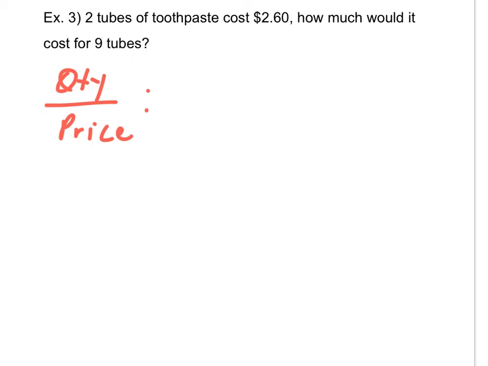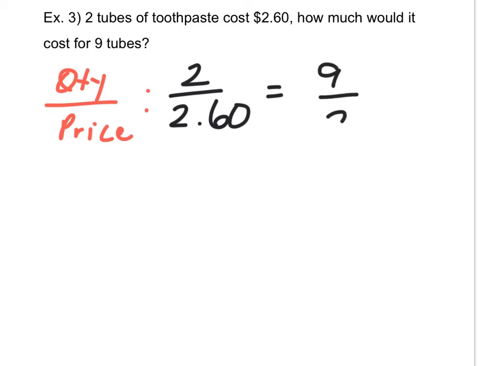So what we do here, quantity, 2 tubes of toothpaste, price is 2.60. If you did it upside down and did price on top and quantity on bottom, it's going to work out the same. Okay, so how much would it cost for 9 tubes of toothpaste? So quantity 9, price, how much? We don't know. Let's work it out.